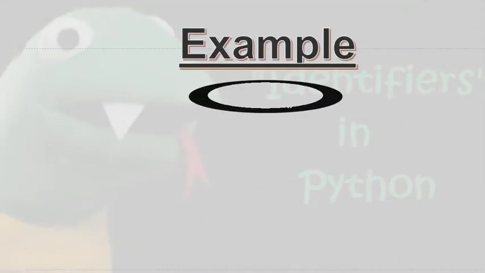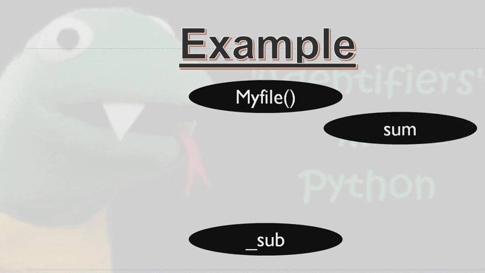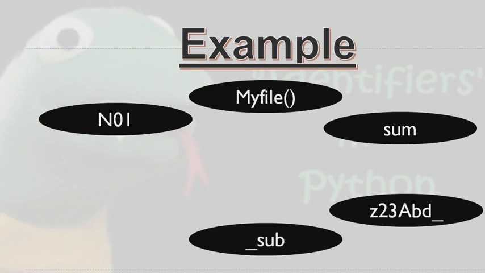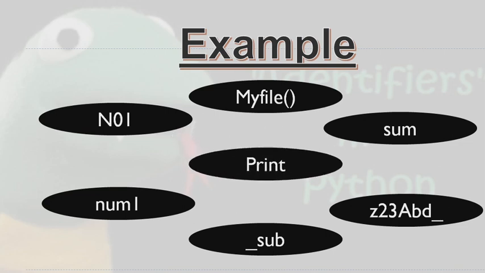So just see the examples. Here my_file is an identifier. _sub is also a valid identifier. sum is a valid identifier. Z23ABD_ is also a valid identifier. num1 is an identifier, and here Print is also an identifier. How? Because in the case of the keyword, print is in small letters, and here we have made P capital. So no longer is it a keyword. Now it is an identifier.